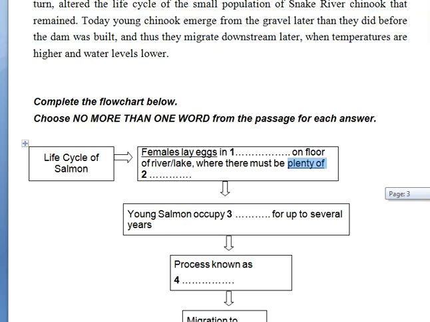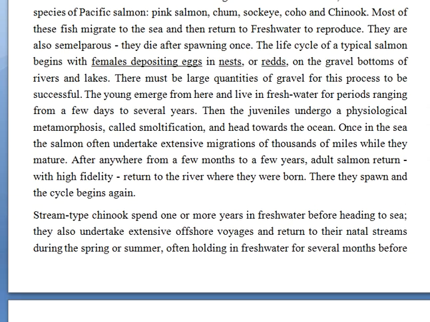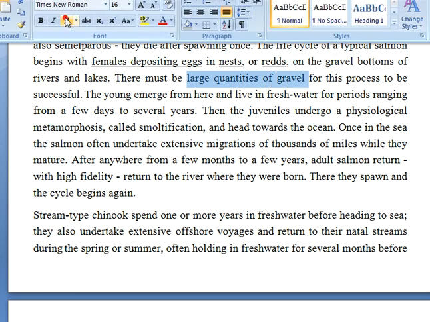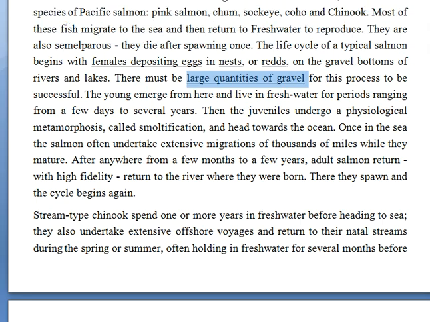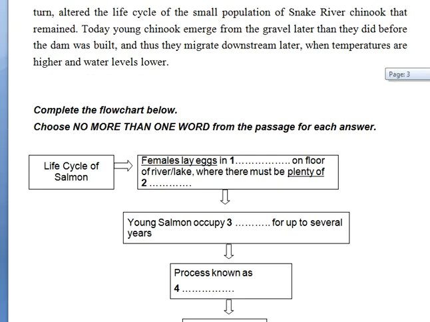Okay, so let's go back to the part where we finished. Okay, here, so start reading from here. On the gravel bottoms of river and lakes, there must be large quantity of, so plenty of, large quantity of what? Gravel. So what is your answer? It's very clear. Your answer is gravel here. Easy, isn't it? Okay, so come back to the next question.